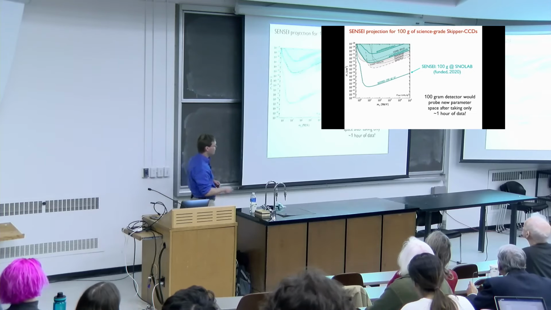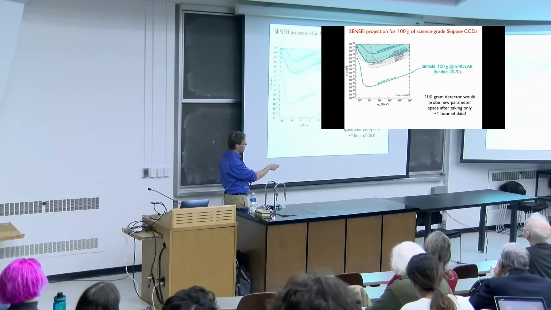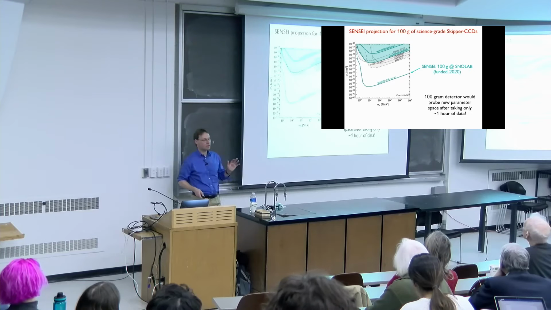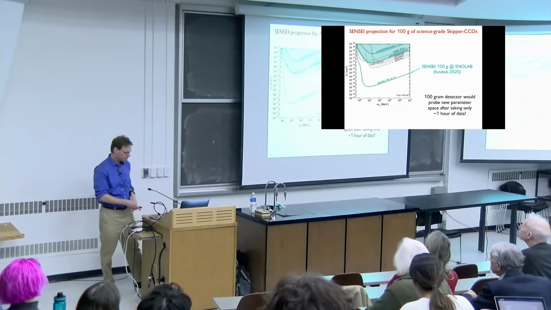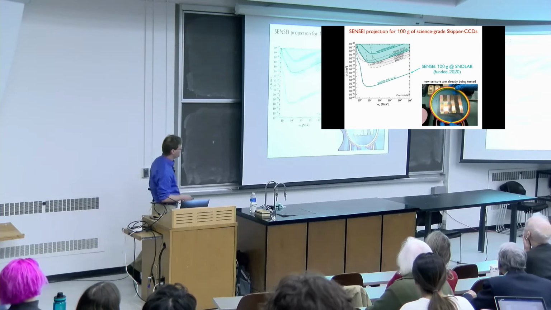And the fun thing is that a 100-gram detector will probe new parameter space taking only 1 hour of data, essentially. So small, cheap experiments can do a lot. And here's a picture of the actual CCDs as well.